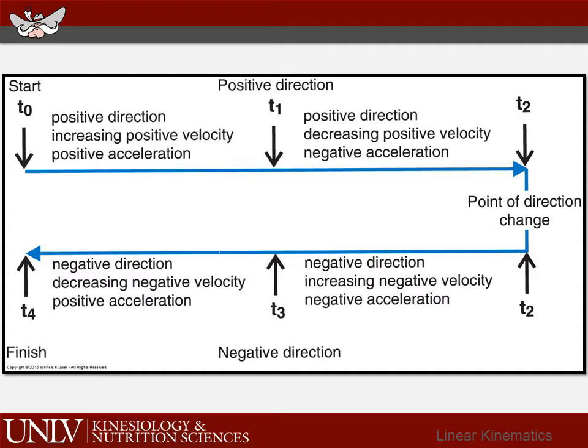Now from T3 to T4, here's where it kind of gets a little tricky. This shows you where the correlation does not happen between acceleration and direction, because it's a negative direction, but it's a decreasing negative velocity. That means T4 and T3 are both negative velocities, but T4 is a lower magnitude than T3.